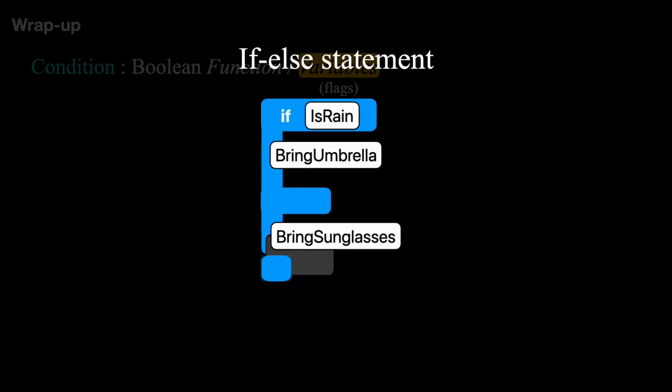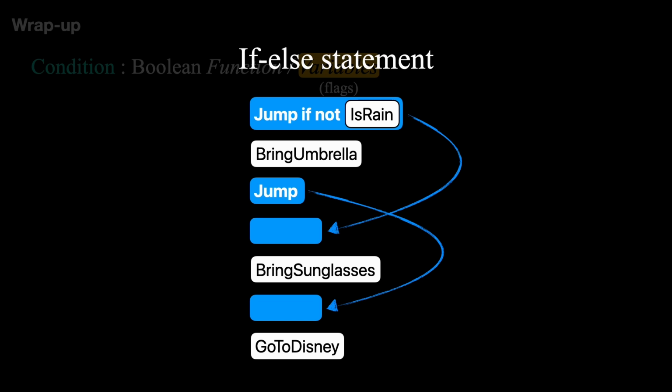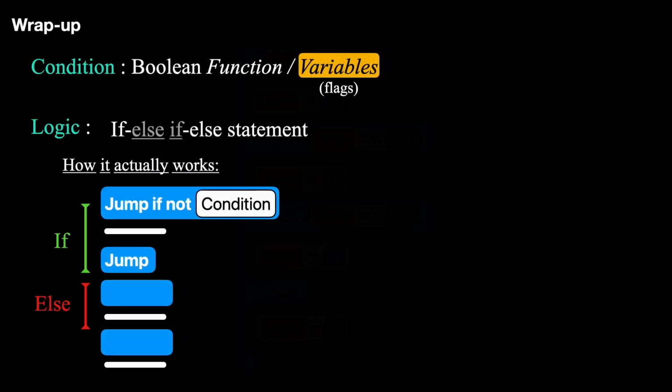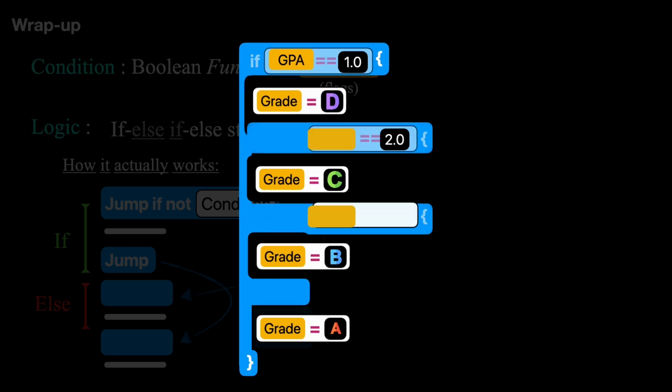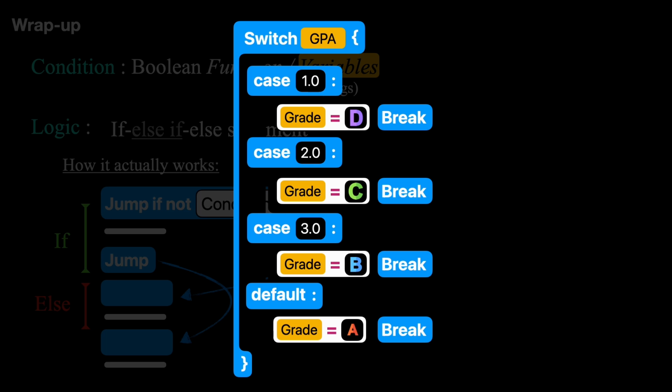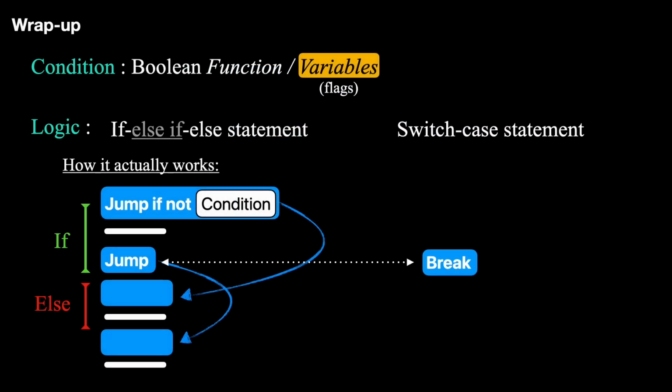But the basic logic behind them is actually two new functions, jump if not and jump. And if you are looking for a more convenient way to handle different variable values, you can use the switch case statement. But don't forget the break function, otherwise it may work unexpectedly.